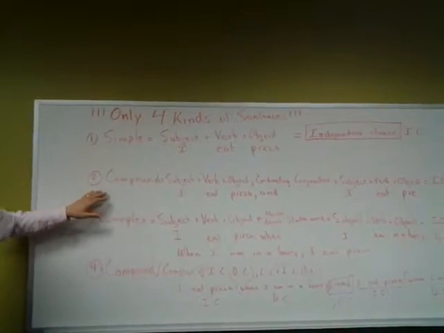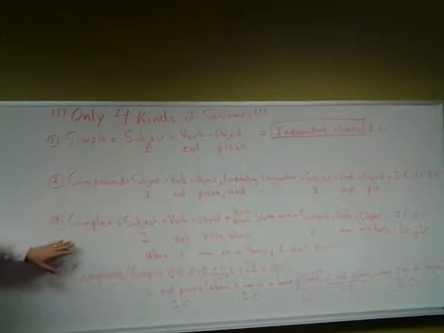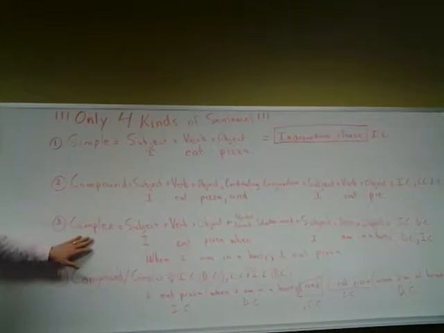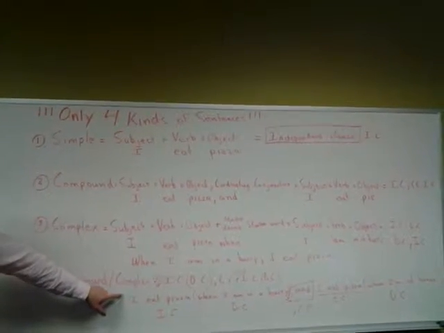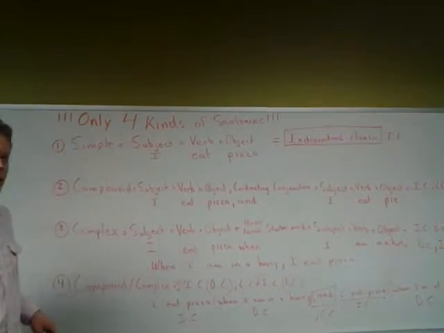The second kind of sentence is a compound sentence. The third kind is a complex sentence. And the fourth kind is a compound complex sentence. Let's look at each of these.